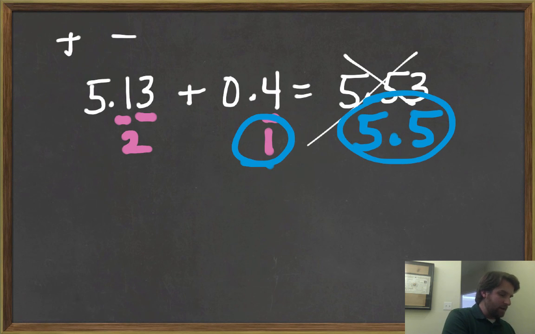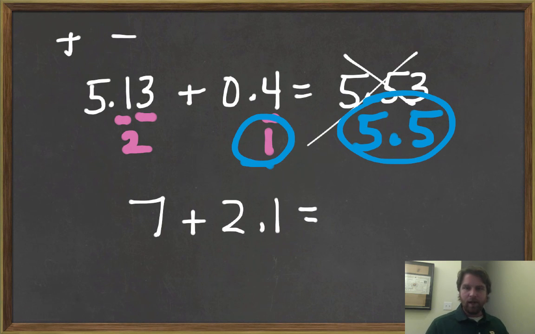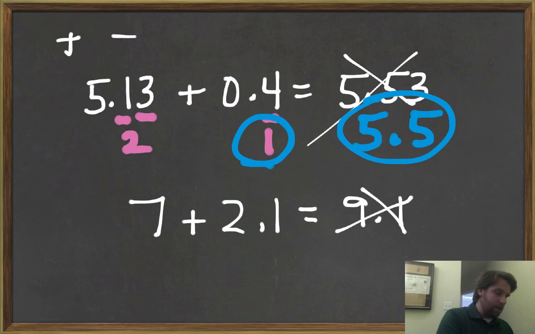Now what if you had something like this? 7 plus 2.1. There's no decimal in 7. So how many places are after the decimal? 0. So instead of 9.1, this one would actually end up being just 9.